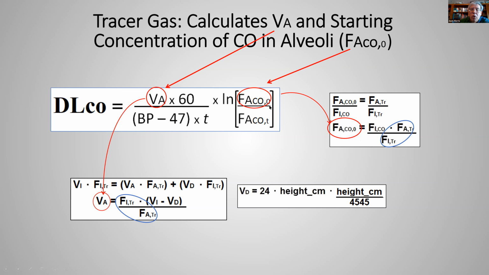to calculate what the initial concentration of carbon monoxide is as soon as it hits the alveoli. And again, use a tracer gas to do that. So the tracer gas is very, very important. And this is where it comes into play in two places in the equation.